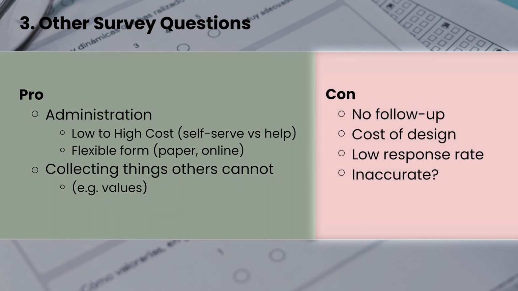Finally, some disadvantages with these types of survey questions include no follow-up, just like its qualitative counterpart. The cost of designing them can be very, very expensive, just like its qualitative counterpart. There also might be a low response rate, just like its qualitative counterpart. And the answers to these questions may or may not be inaccurate. Again, you're trusting that the respondent gives a truthful answer to these questions.